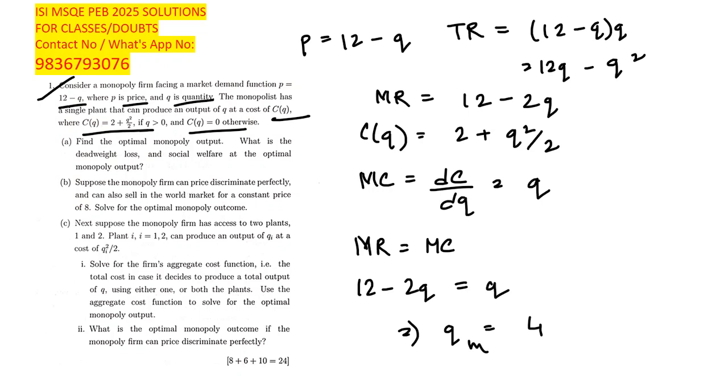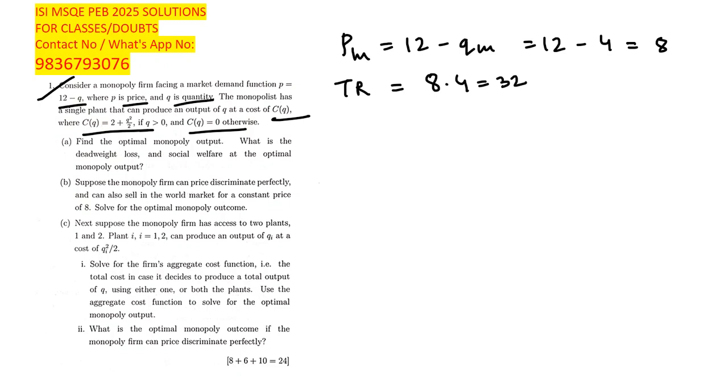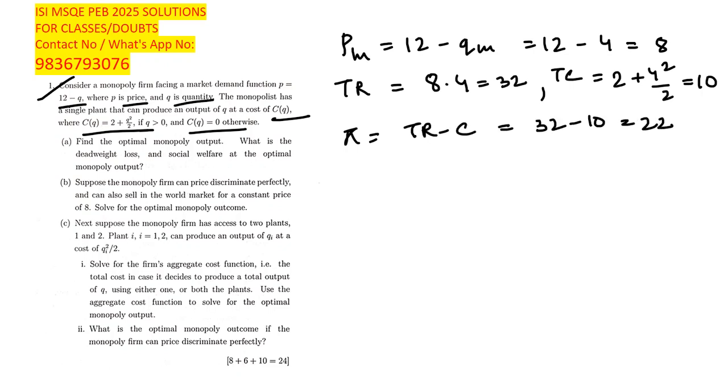So now from the demand, if I determine the monopoly price and profit: from demand we know P_M is given as 12 minus Q_M. So that is 12 minus 4, that is 8. Now total revenue is how much? It is 8 multiplied by 4, that is 32. And total cost is how much? Total cost is 2 plus 4 square by 2, so that's 10. Then profit will be easily found. That's TR minus TC, so that's 32 minus 10. That is 22.